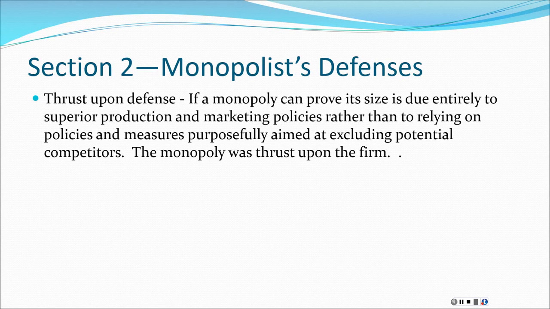Monopolists have certain defenses under Section 2. First is the thrust upon defense. If a monopoly can prove that its size is due entirely to superior production or marketing policies rather than to relying on policies and measures purposefully aimed at excluding potential customers. Meaning the monopoly was thrust upon the firm. An example of this would be Microsoft with regards to the operating system. First DOS and then Windows.